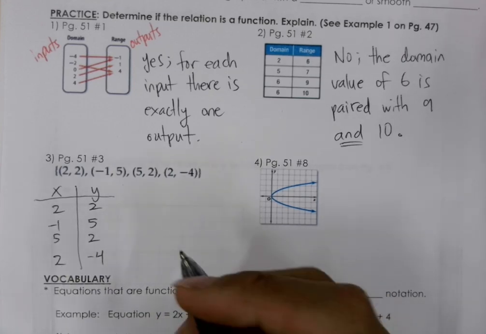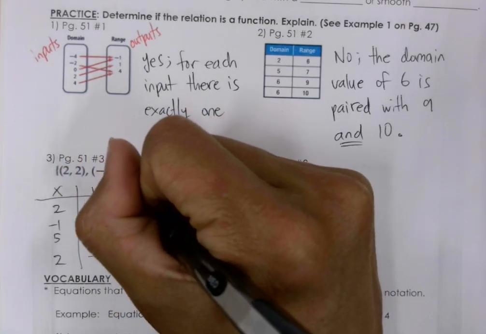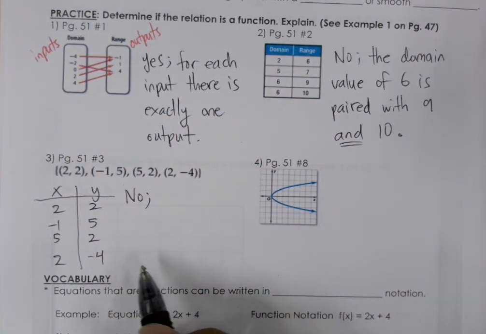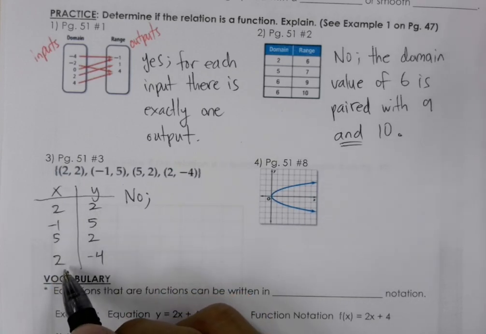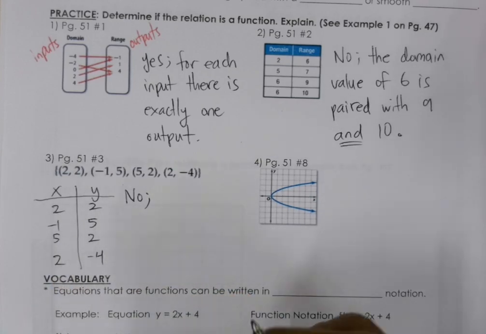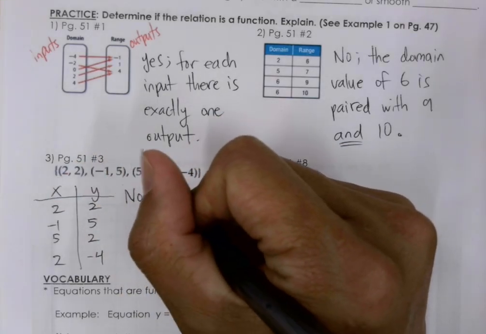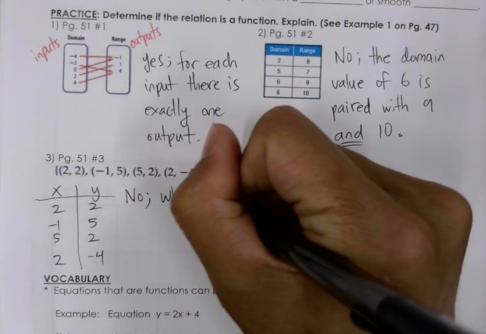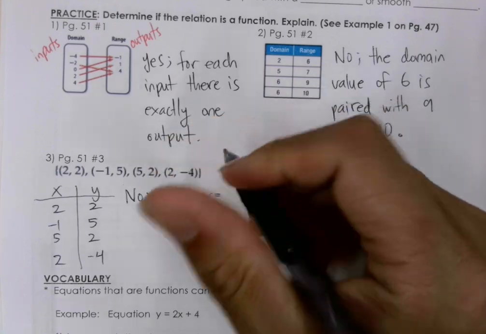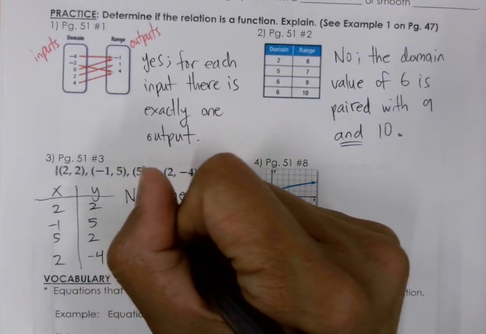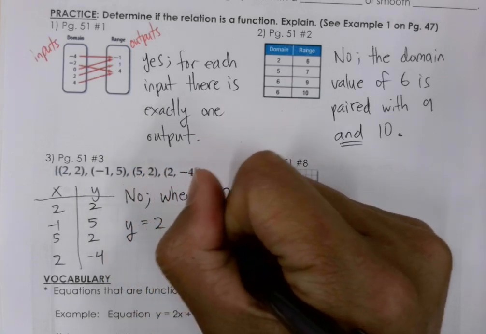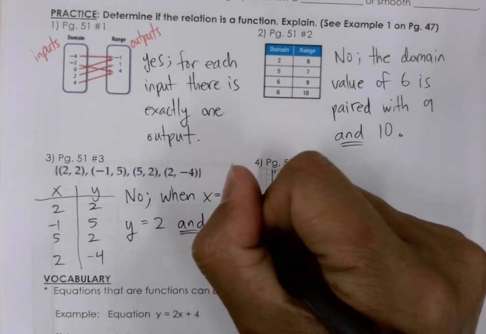You can see that this is not a function. No. And why not? 2 is mapped to 2, and 2 is also mapped to -4. So I'm going to say no. Right? When x is equal to 2, y is equal to 2 and -4.